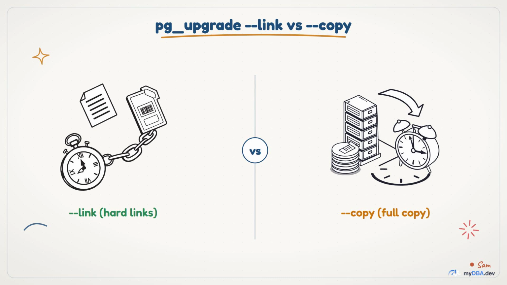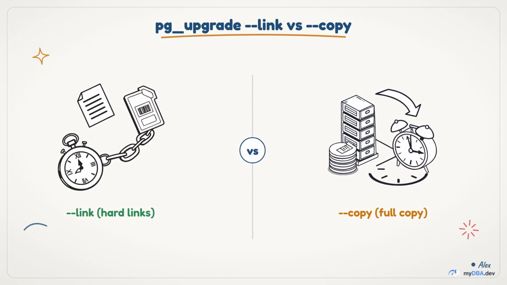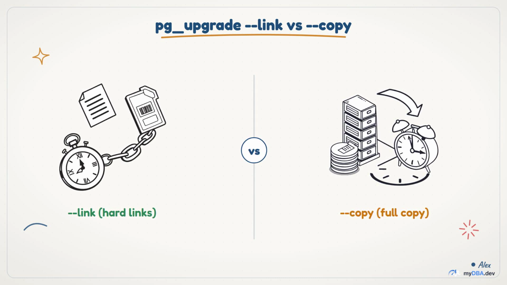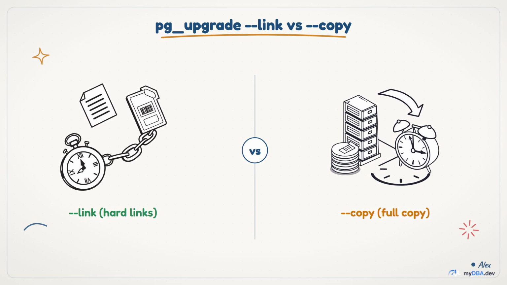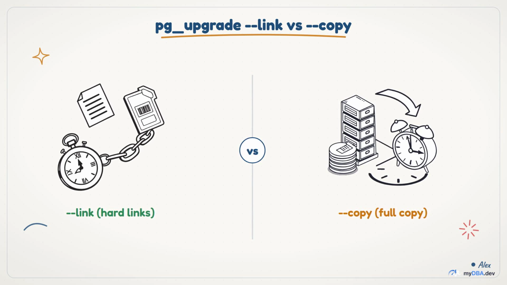So why would you ever use copy if link is faster? Safety. With hard links, the old and new clusters share the same physical files on disk. If you start the new cluster and something goes wrong, or you run a vacuum or reindex, you've modified those files, and the old cluster is no longer a valid rollback target. With copy, the old cluster's files are untouched, so you can roll back cleanly. Link mode is faster, but it's a one-way door.